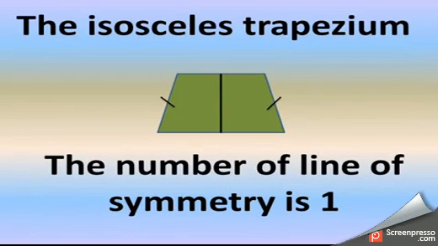Mister, it looks like the isosceles triangle. Excellent. The isosceles triangle has only one line of symmetry, and the isosceles trapezium has only one line of symmetry. Excellent. What about the ordinary trapezium, mister? We will see now the ordinary trapezium.